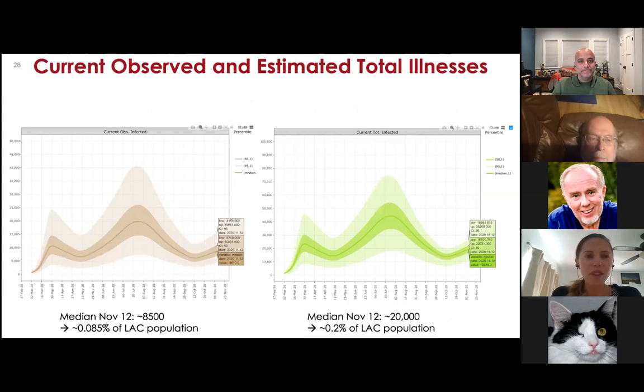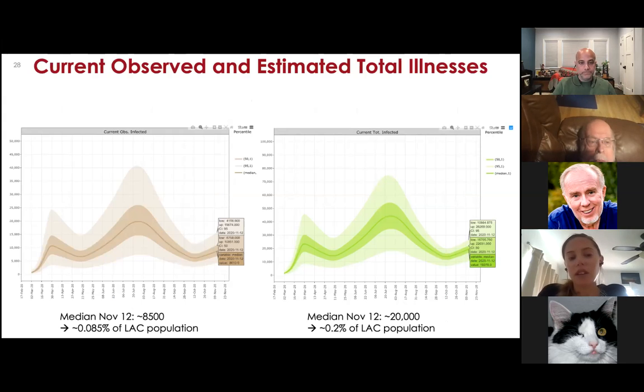Okay, I'm not going to get into the details here. We estimate the current number in compartment, so the current number of observed infected individuals, and then total estimated infections, meaning everyone who's out there contributing to new infections. From our estimates of where we're at today, around 0.85% of the Los Angeles population is observed infected, and 0.2% of the Los Angeles population is actually infected out there, contributing to new infections. Okay.